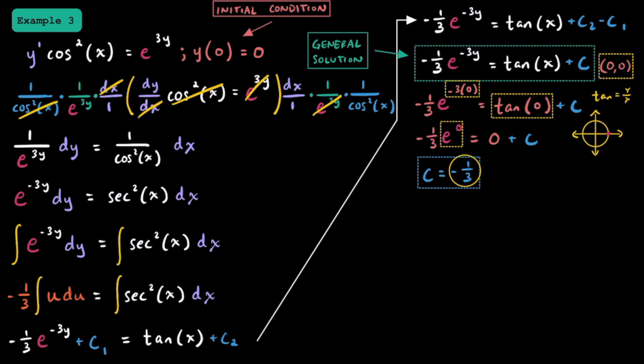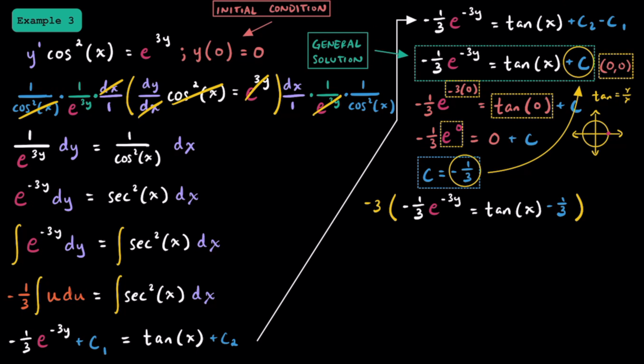Now let's take this negative 1/3 and substitute it into our general equation to get this equation here. Now let's just use some algebra to rearrange the equation to solve for y. Let's multiply both sides by negative 3, and we'll get e to the negative 3y power is equal to negative 3 times tangent of x plus 1.